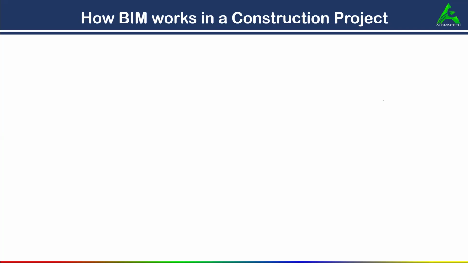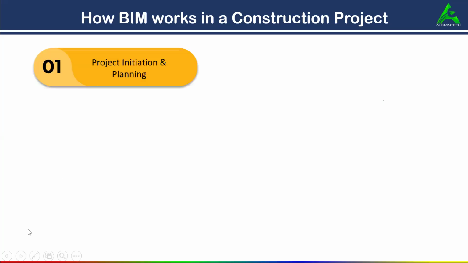Here I will show you how BIM works in a construction project. The first point is project initiation and planning. The process begins with project initiation, where stakeholders define project goals, scope, and requirements. During the planning phase, teams establish BIM execution plans outlining how BIM will be utilized throughout the project life cycle.